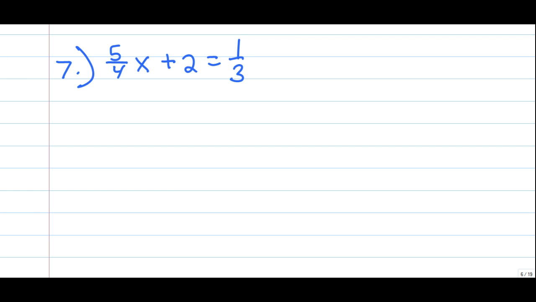Let's clear the fractions in problem number 7. We look at the denominators of the fractions present. We have a 4 and a 3. To clear these fractions, we need to multiply by the lowest common denominator. The lowest common denominator between a 4 and a 3 would be a 12. So we're going to return and multiply both sides of this equation by 12.